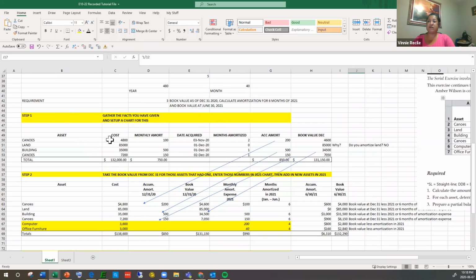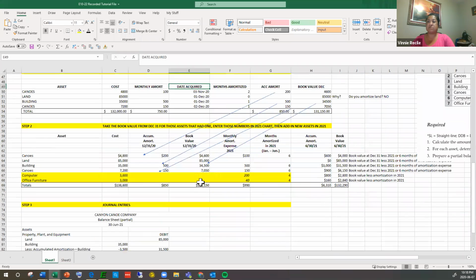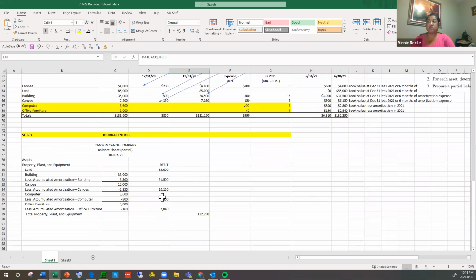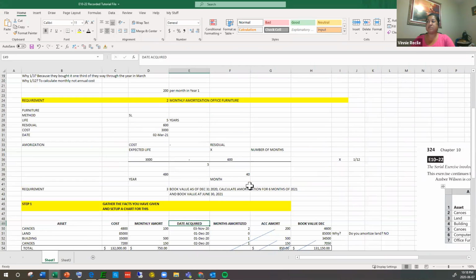The chart for book value, asset, cost, monthly amortization, date. That's just going to help us calculate the number of months amortized, or track the number of months amortized, accumulated amortization, and book value. And then we just basically expanded the same chart for the next 6 months. Last piece was the journal entries. So there you have a pretty good recap on a fairly comprehensive problem that involves a number of steps.